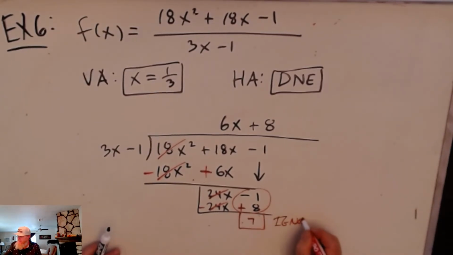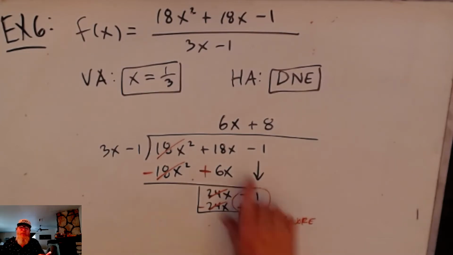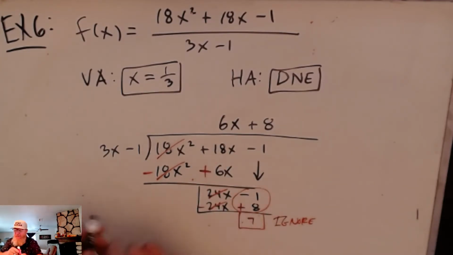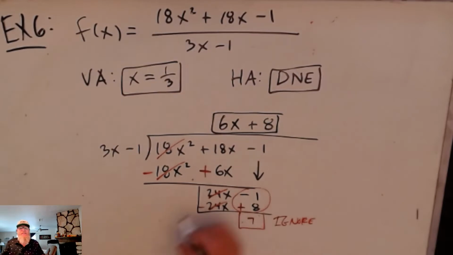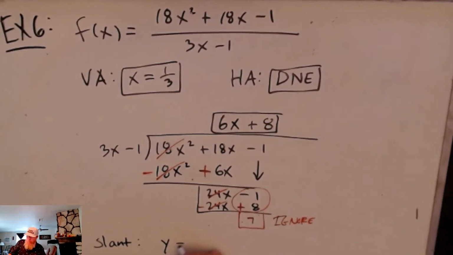Ignore the remainder. Now, if you're still catching up on some of the division assignments, don't ignore the remainder. If it's a pure division problem, I want the remainder as well. This is not really a division problem. I'm using division as a tool. The goal here is to find the slant asymptote. So the slant asymptote is y equals 6x plus 8.